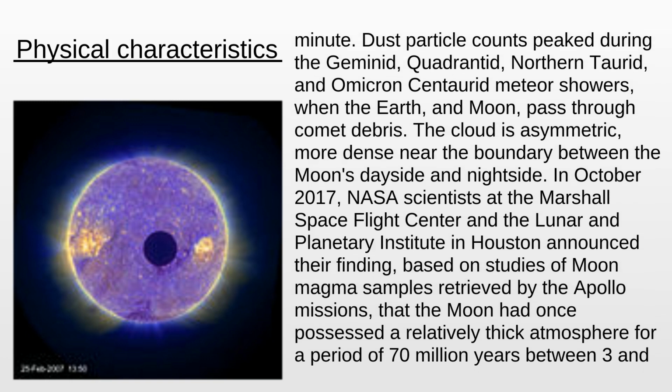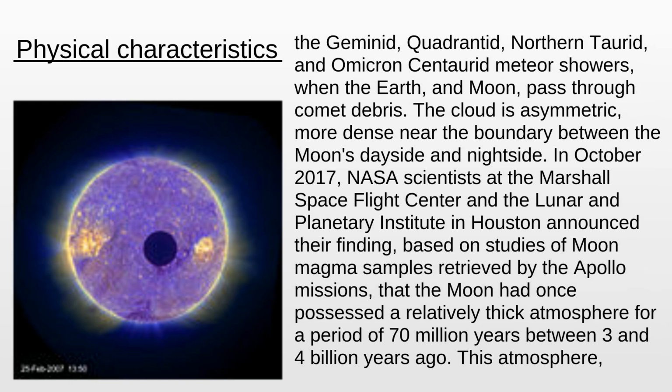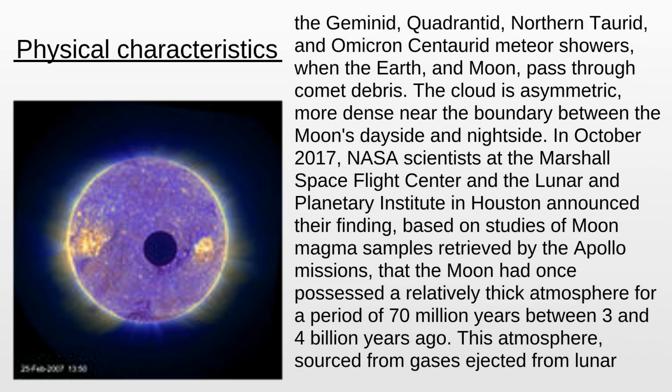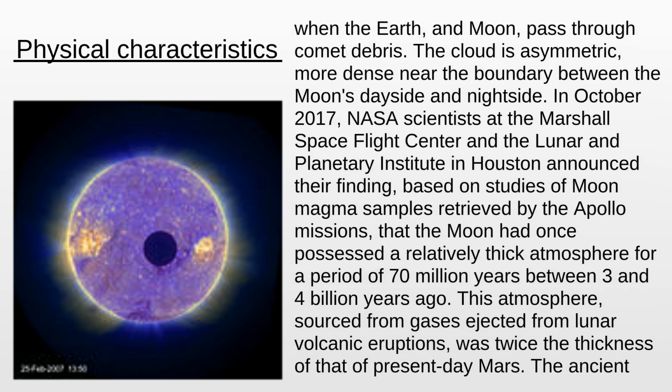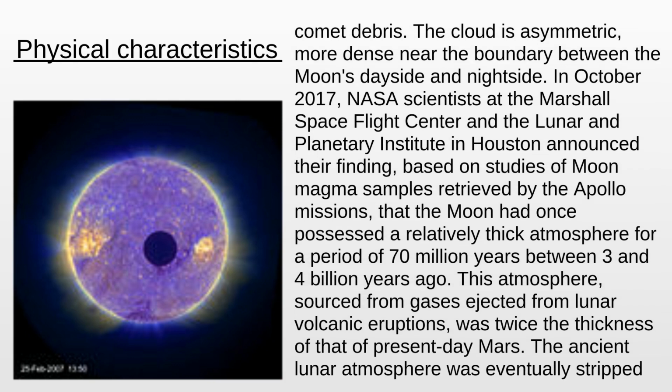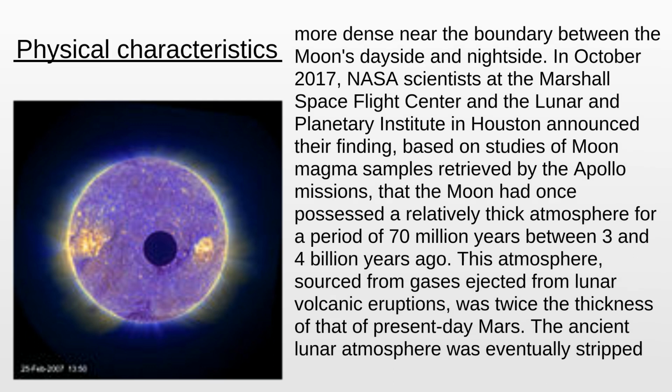Dust particle counts peaked during the Geminid, Quadrantid, Northern Taurid, and Omicron Centauride meteor showers, when the Earth and Moon pass through comet debris. The cloud is asymmetric, more dense near the boundary between the Moon's dayside and nightside.